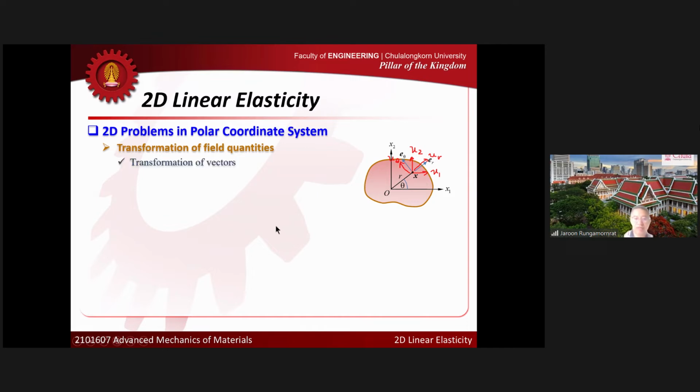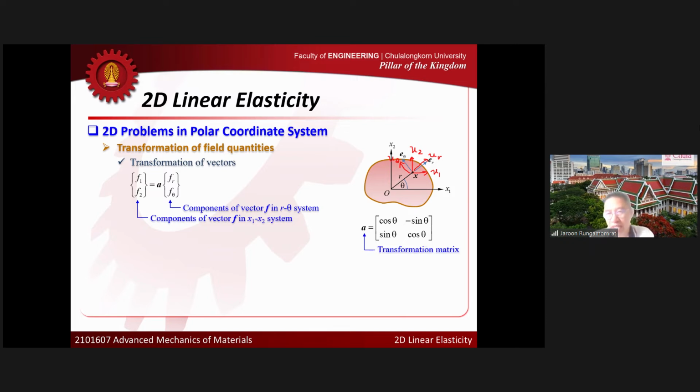any vector in the 2D case, or 2D vectors, we have this kind of transformation. So let's say that F here is a vector that has two components. F1 and F2 are simply the components of vector F in the x1 and x2 system. And F r and F theta here represent the components of the same vector F, but in the r and theta system. The two sets of components can be interchanged using the matrix A that I call the transformation matrix. And this is for the 2D problem or 2D case. So A is simply a 2 by 2 matrix. You know how to get A, right?